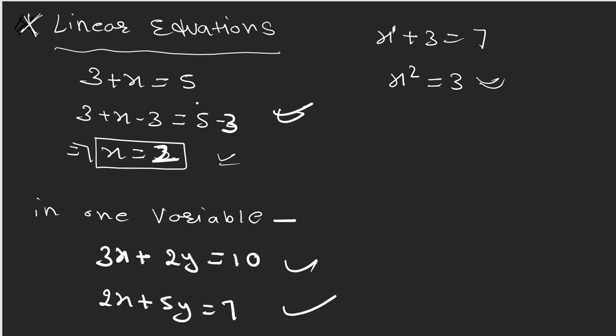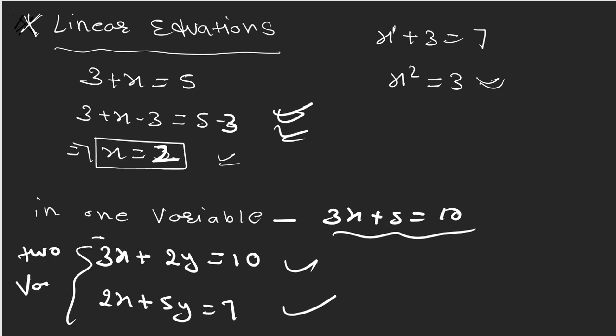So linear equation in one variable is very simple. Just some addition subtraction you have to do, like in this question. Where number of variable is only one, just like this example, 3x plus 5 is equal to 10. This is linear equation in one variable. This question is two variable. Linear equation in two variable.